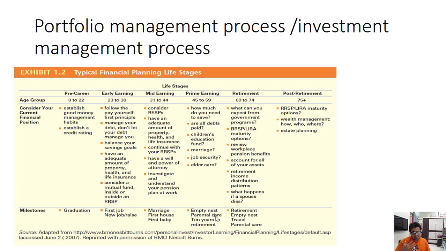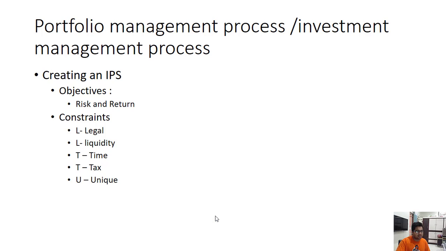The reason is sometimes people just don't know what they want. So if you know the age, you can suggest that these could be the probable goals and start the conversation from there. Before we start managing clients' money, we have to create an investment policy statement. An investment policy statement has two parts: objectives and constraints.